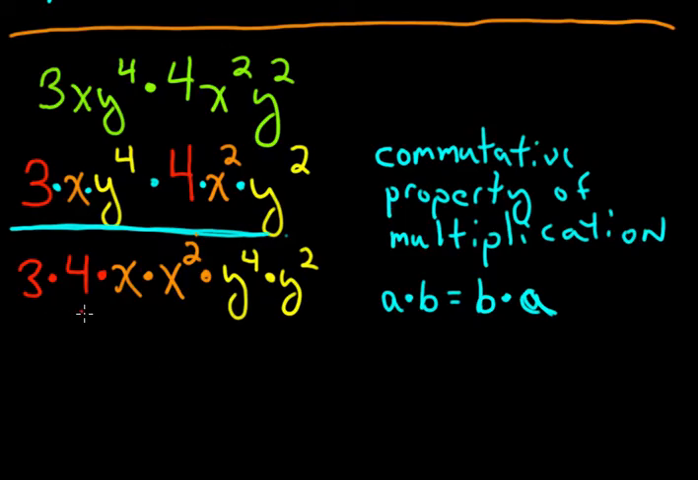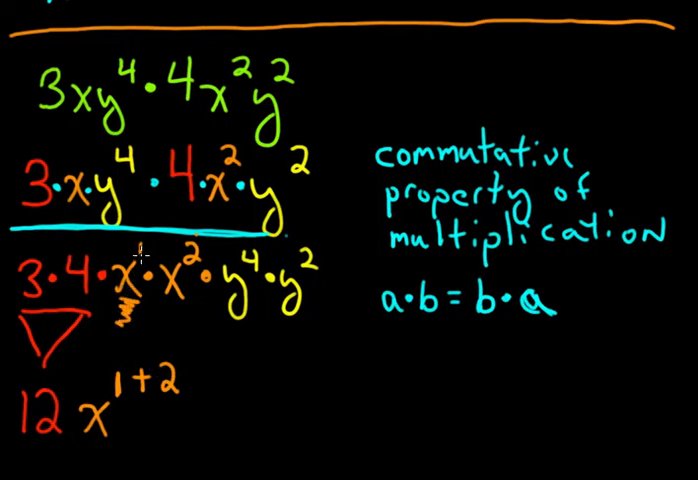Now if we come back and look, 3 times 4 is 12. X times x squared follows the rule of integer exponents we just learned. So x to the 1 plus 2. Because even though we have x on its own here, we've got to remember there's a hidden 1 up there. And then y to the 4 plus 2. Right? And we can simplify this down so that we get x cubed.